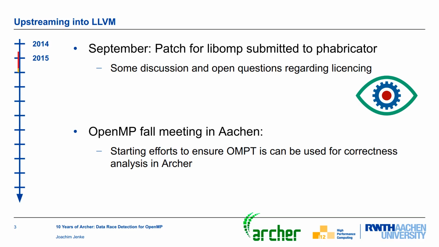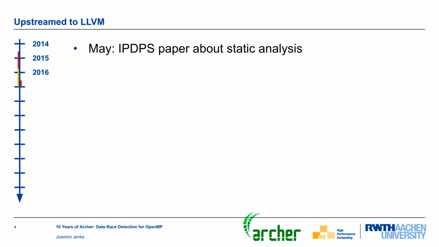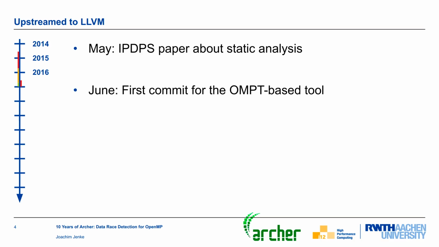During this OpenMP meeting, we started some discussions about OMPT and how we can make sure that OMPT also works for correctness analysis like we would need it in Archer. In May 2016, we presented an IPDPS paper about the static analysis work that we continued to work on and finished in these two years. For June 2016, I found the first commit on the OMPT-based Archer tool.